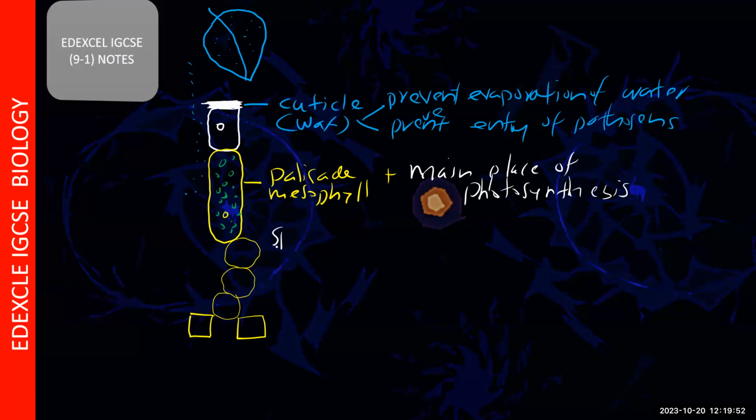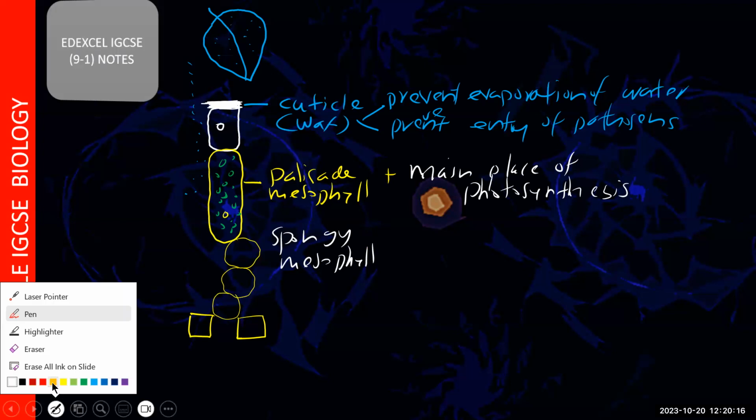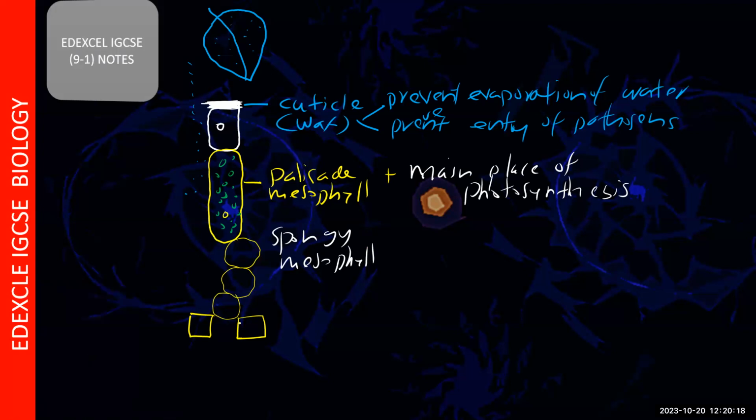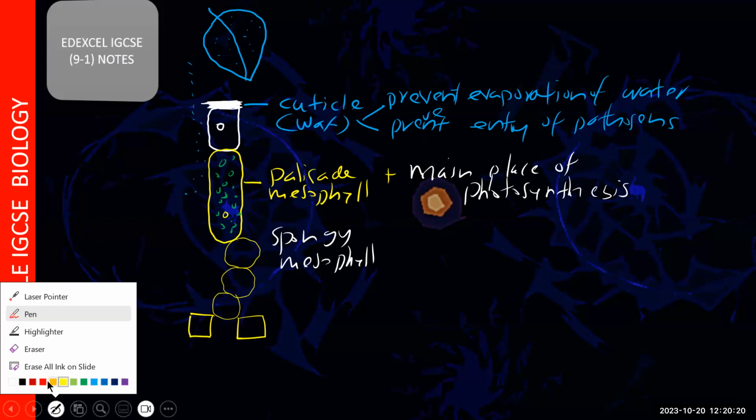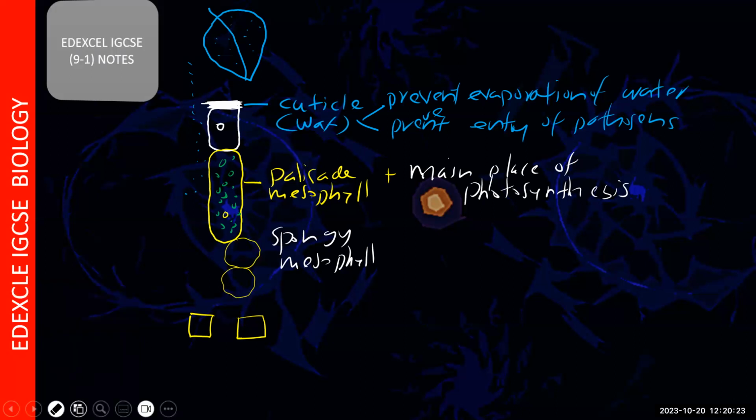Now, what are the spongy mesophyll cells doing? Spongy mesophyll. What is it? Main place of photosynthesis? Spongy mesophyll cells, what they do, you can see here there's a large air space. So when this is, I had to erase this one. Okay.